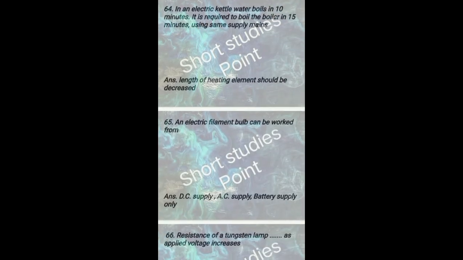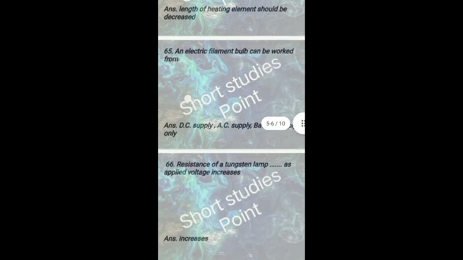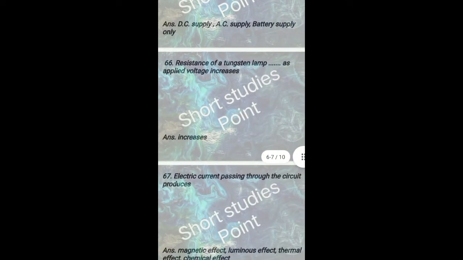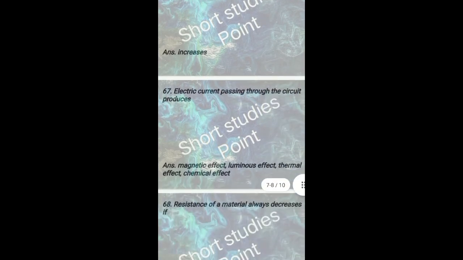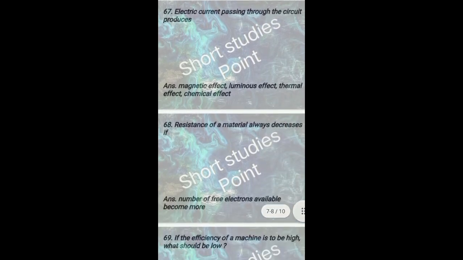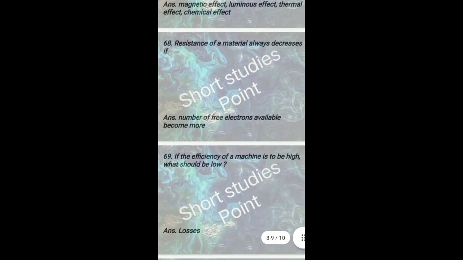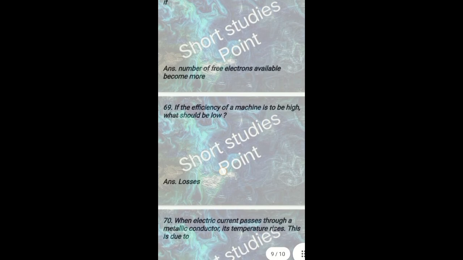Question: An electric filament bulb can be worked from? Answer: DC supply, AC supply and battery supply. Question: Resistance of a tungsten lamp as applied voltage increases? Answer: increases. Question: Electrical current passing through the circuit produces? Answer: magnetic effect, luminous effect, thermal effect and chemical effect. Question: Resistance of a material always decreases? Answer: when the number of free electrons available becomes more.